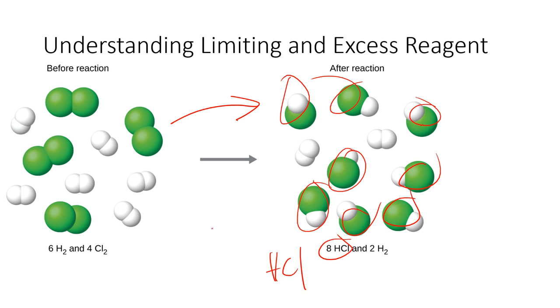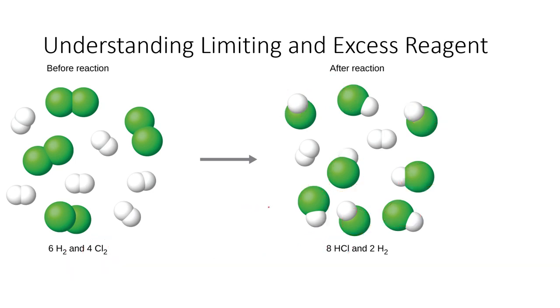But if you look here, for every 6 hydrogen molecules, we need 6 chlorine molecules. We don't have that. We only have 4 chlorine molecules. So what ends up happening is we only end up producing 8 HCl molecules, and we have 2 hydrogen molecules left over, which you see over here, right?